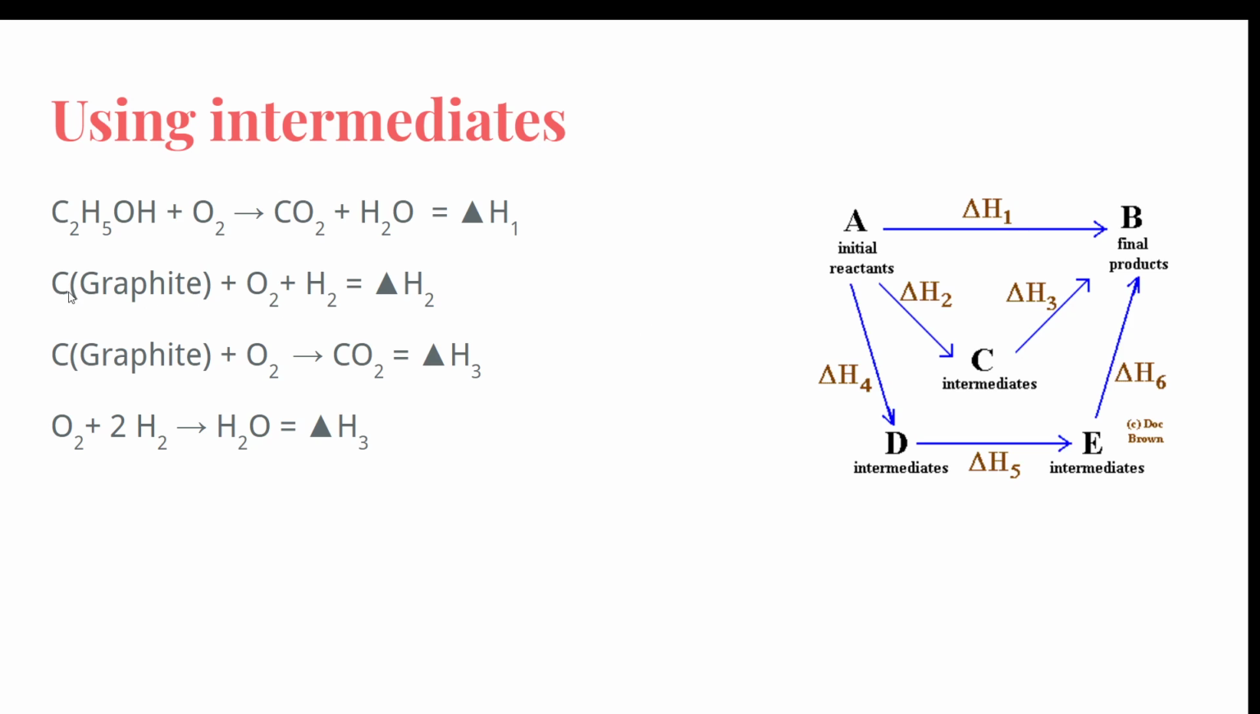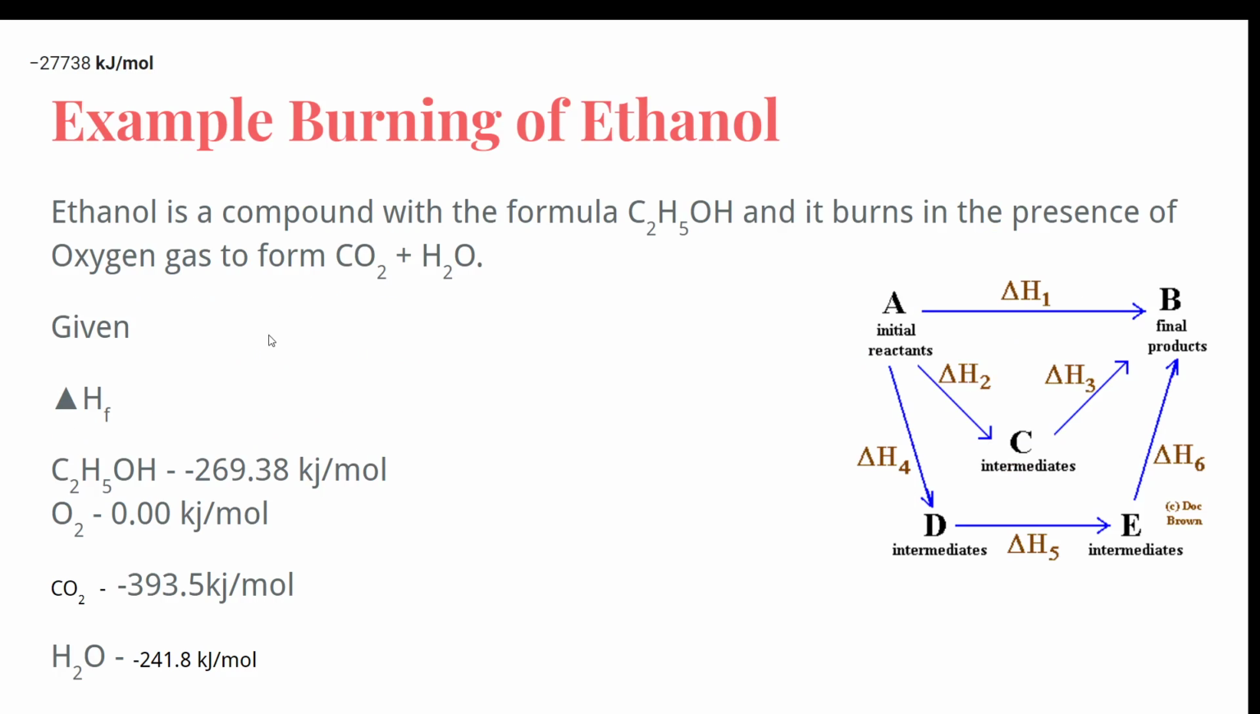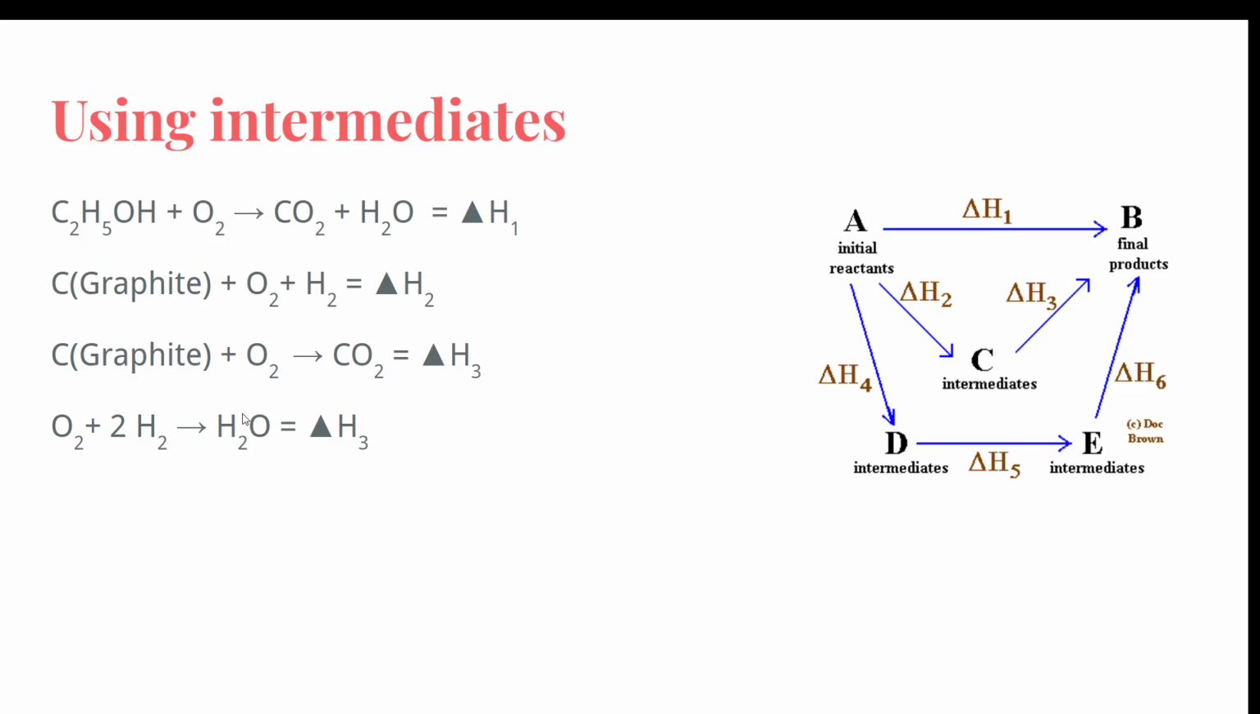I also made the initial reactions to go ahead and get us to our initial products, okay? So this is the reaction that we need in order to make ethanol, okay? So carbon plus oxygen plus hydrogen is going to end up giving us ethanol. And we have our standard formation of ethanol right here. This is the number 4. This is the standard formation of ethanol.